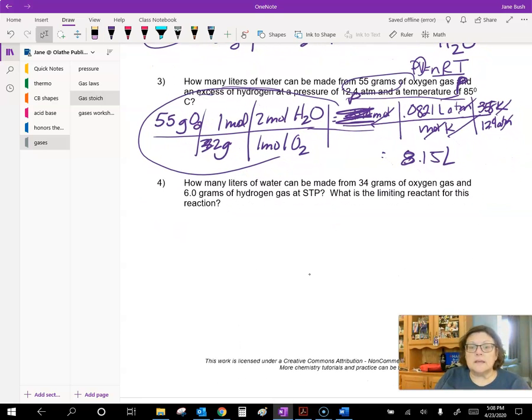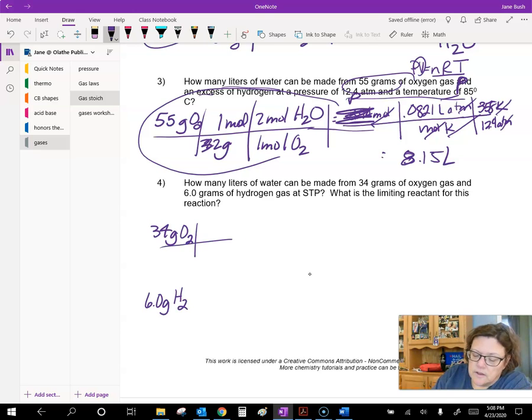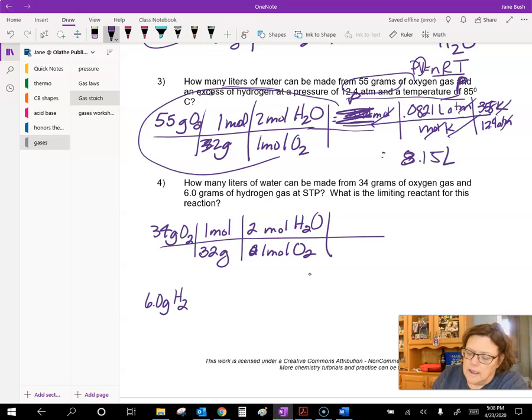All right, this next one's a limiting one. 34 grams of oxygen gas, and we're solving for liters of water. But we also know that we have 6 grams of hydrogen gas. So first let's solve for liters using the oxygen. 34 grams, molar mass of oxygen is 32 grams per mole. We're going to have 1 mole of oxygen to every 2 moles of water. And we're at STP, so we'll multiply by 22.4 liters in 1 mole.